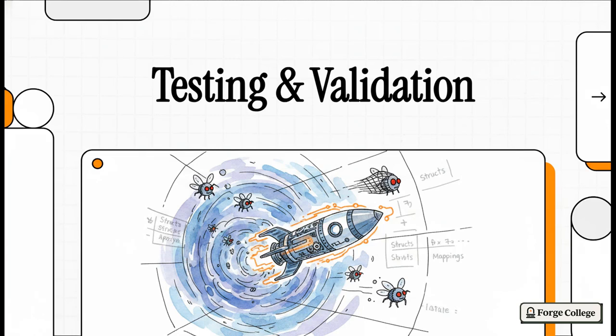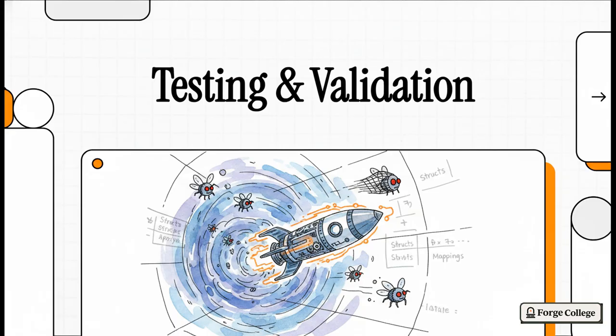Okay, so if you were with us for the previous lesson on designing advanced structs and mappings, you know we've built some seriously intricate data models. But before we just send them out into the wild, we really need to make sure they actually work, right? Welcome to the wind tunnel. Today, we're testing those complex structs and mappings you designed to ensure your smart contract doesn't spontaneously explode on the launchpad.